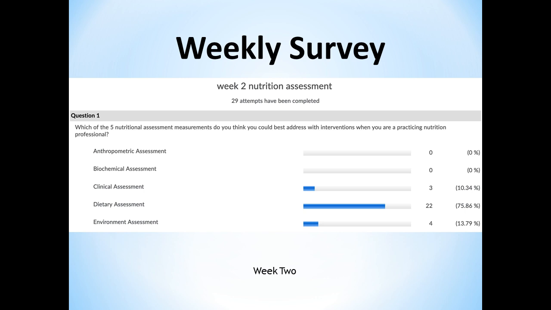Now, this might not always be easy to address, but it is something that you could help people with. Sometimes people need to understand where they could go to exercise or what other venues exist for them to shop, or where they might be able to get food if they qualify for programs like WIC or other forms of assistance. 10% of the class selected clinical assessment.